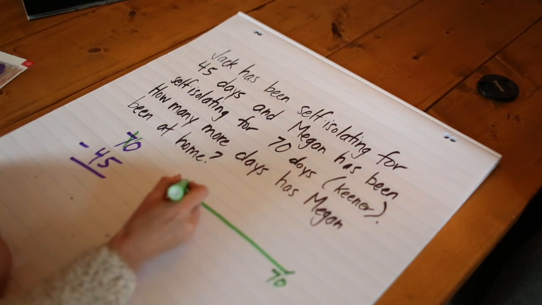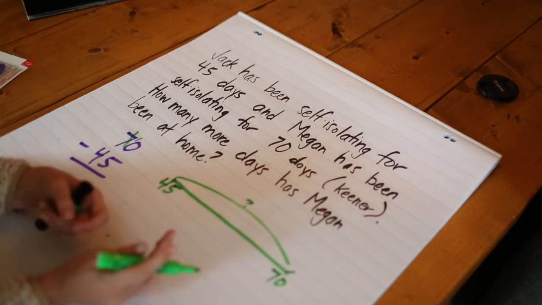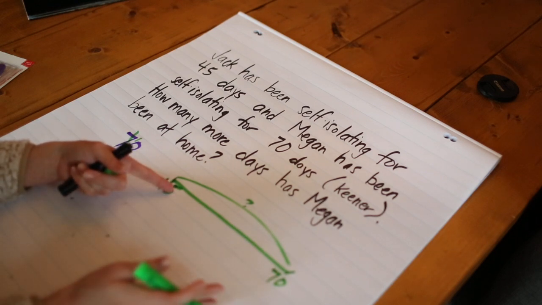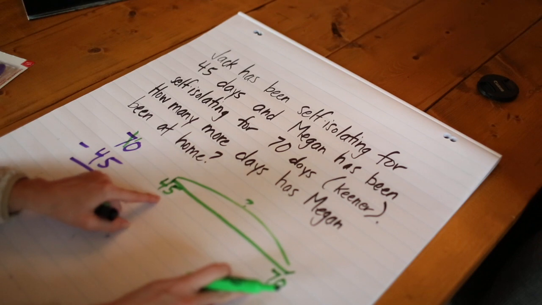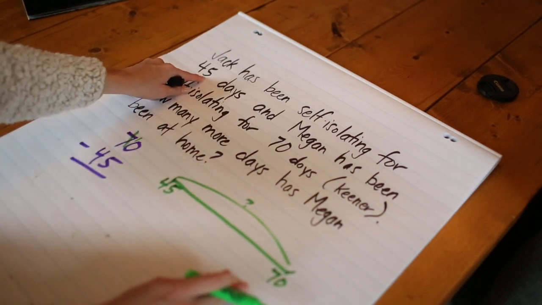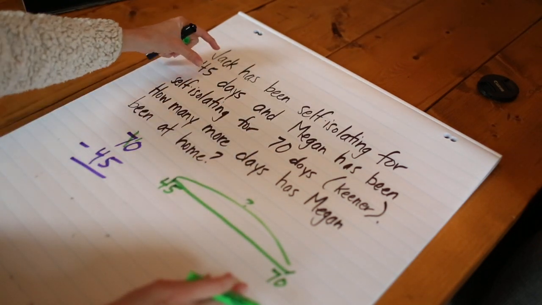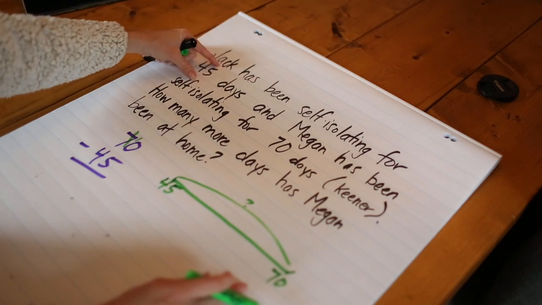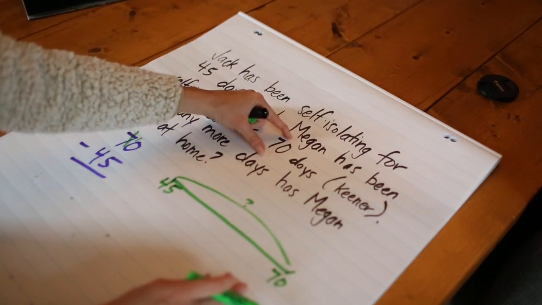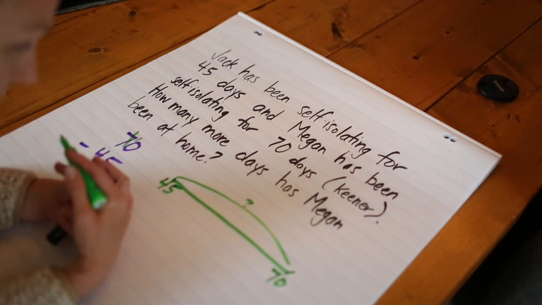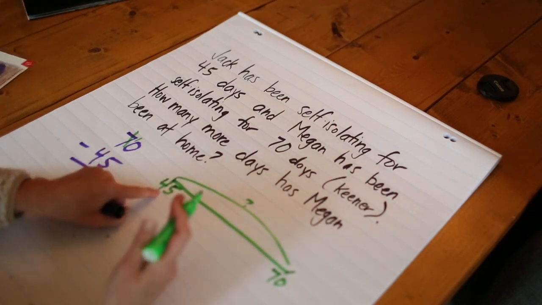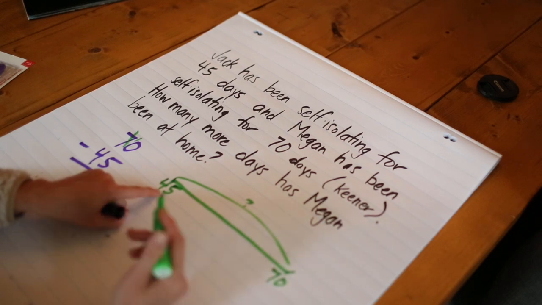45 and 70. What is the difference between those two numbers? I'm good at skip counting, and I've actually been very kind and I've used some friendly numbers, 45 and 70. We've rounded to an even 5 and an even 10 over here. Numbers that our kids are usually fairly confident skip counting by. So now I'm looking at the difference. How many more days has Megan been there than Jack?